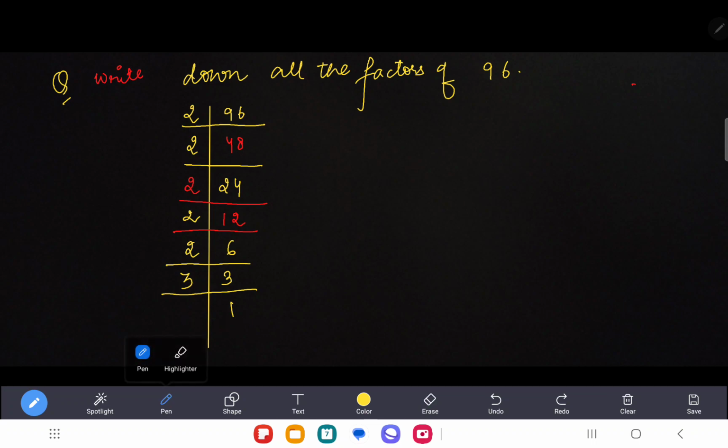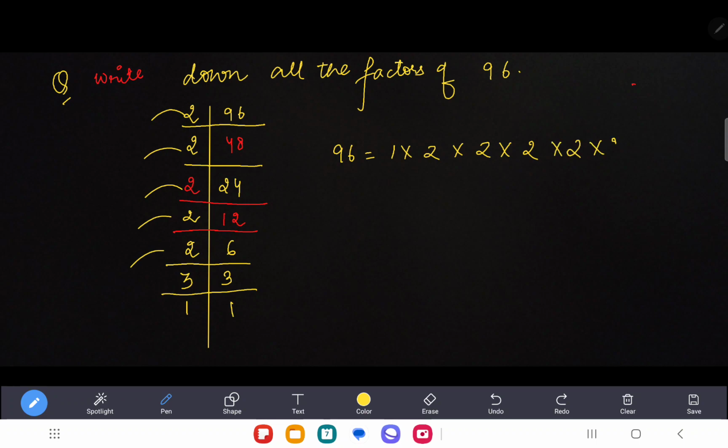Right, Adam? Now, so 96 you can write down as what? You can write down 2 times 2 times 2 times 2 times 2 times 3, that is 5 twos times 3. You understand? So now, using this, tell me all the factors of 96. Don't miss any factor. Start clubbing.